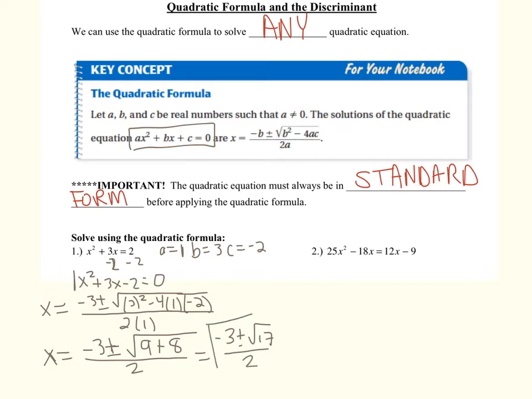17's prime, so we can't break it down any further than that. Our first solution would be negative 3 plus the square root of 17 over 2. Our second solution would be negative 3 minus the square root of 17 over 2. You do not have to find the decimal approximations for these. You can if you want. If you do, remember that you have to do the entire numerator first, then divide by 2. But in Honors Algebra 2, we'll be mainly focused on finding the exact simplified solution.